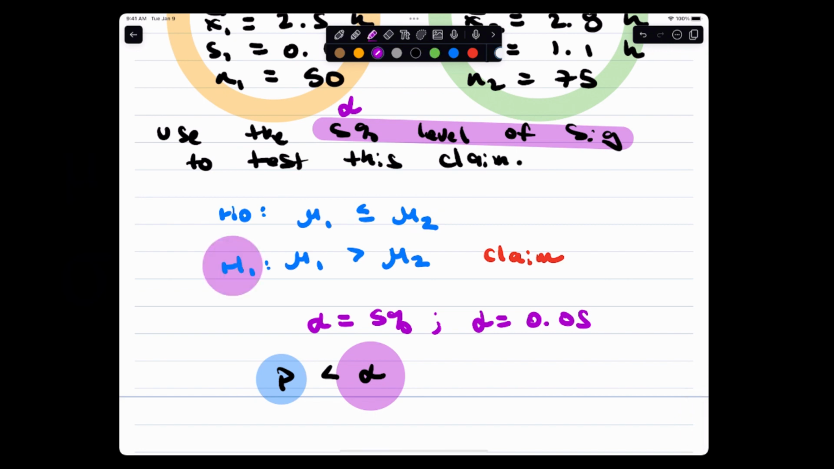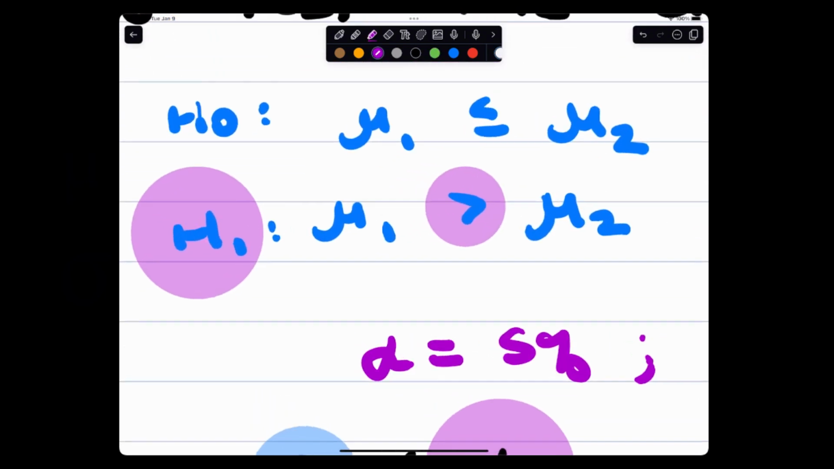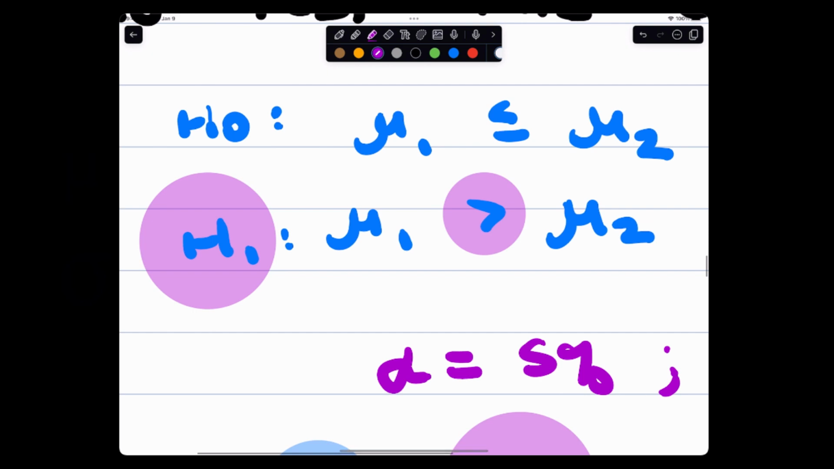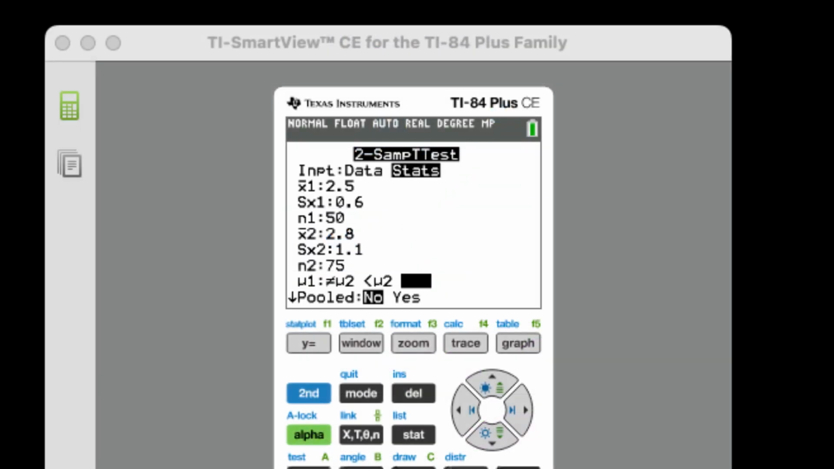The alternate hypothesis. What does that say? Where is that pointing? This is a right-tail test, because it's pointing to the right. The alternate hypothesis, okay? So make sure that's pointing to the right, and it is.